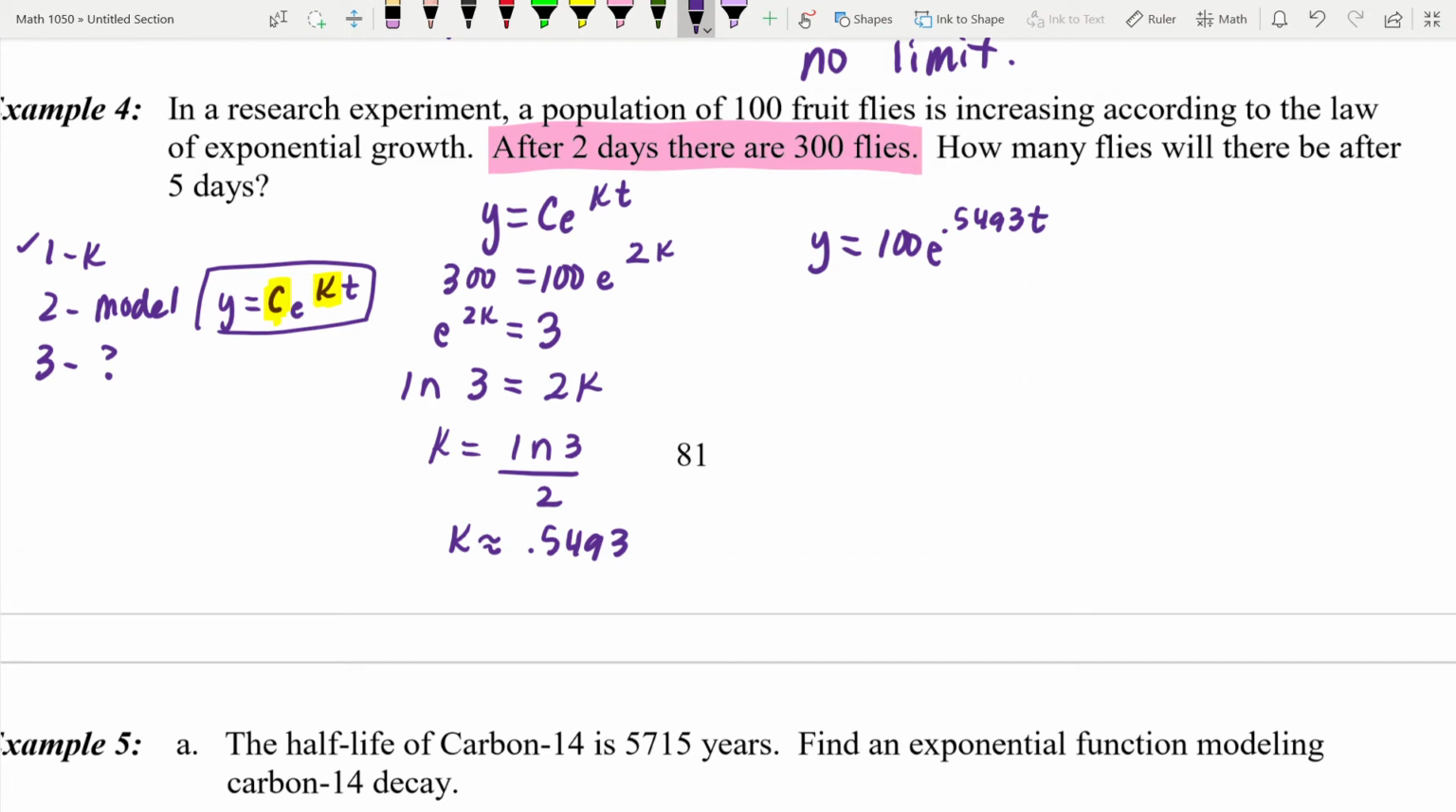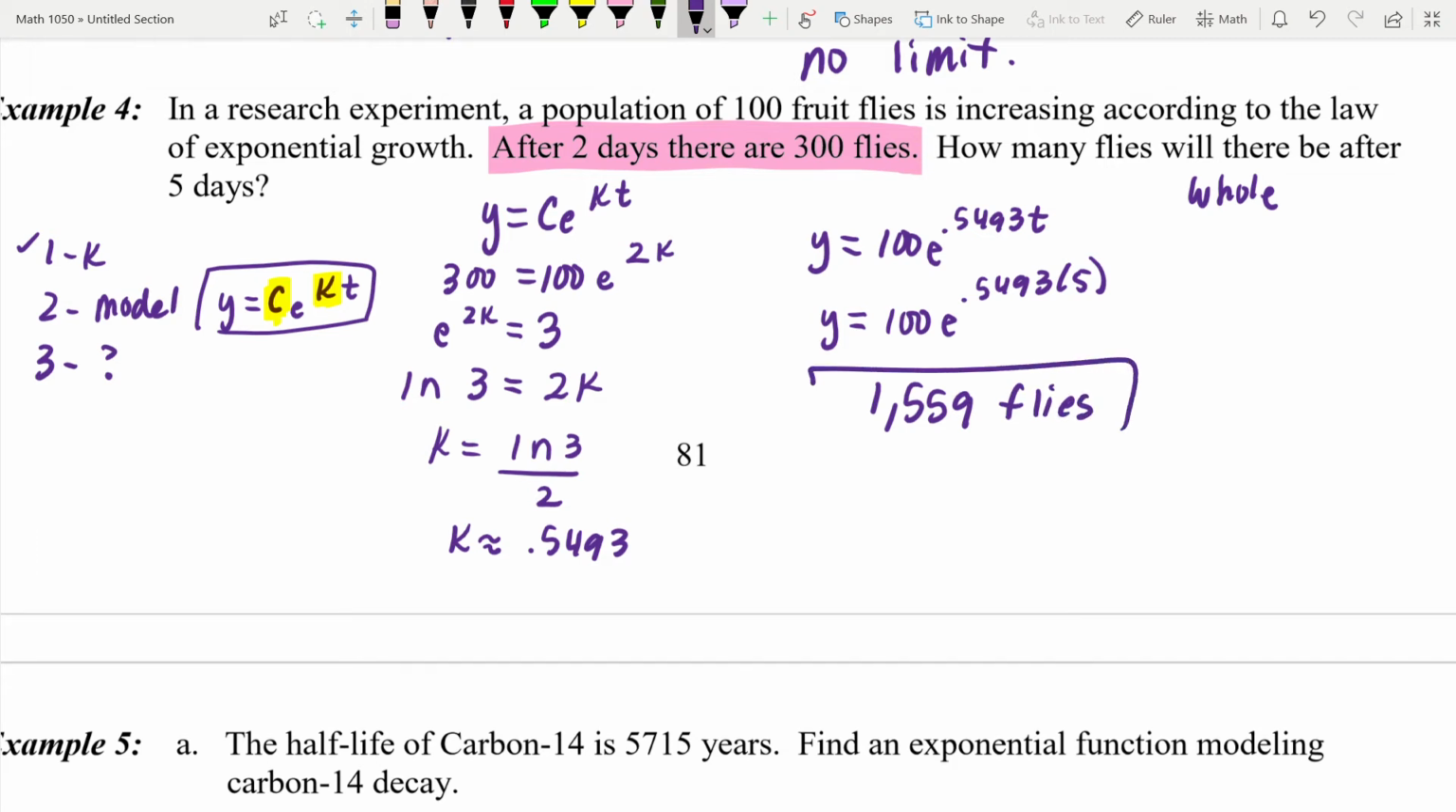How many flies will there be after 5 days? Guys, do I put my 5 in for y or do I put it in for t? Somebody talk to me. t. So it's just going to be y equals 100 e to the 0.5493 multiplied by 5. Don't use 0.5493, use the stored value. So everybody go 100 times e to the ln 3 over 2 times 5, enter, and we're going to go to the nearest whole. So the answer is 1,559 flies. Disgusting.